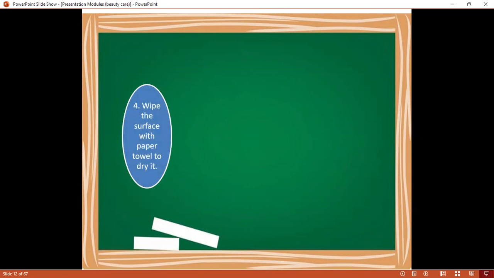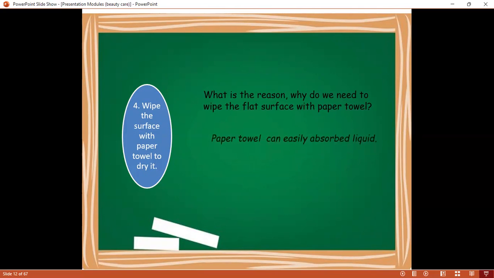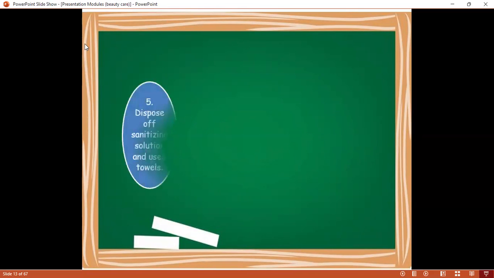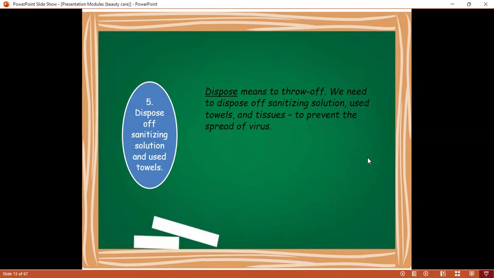4. Wipe the surface with a paper towel to dry it. Why do we need to wipe the flat surface with a paper towel? A paper towel can easily absorb liquid. Fifth, dispose of sanitizing solution and used towels. Dispose means to throw off. We need to dispose of sanitizing solution, used towels, and tissues to prevent the spread of virus.